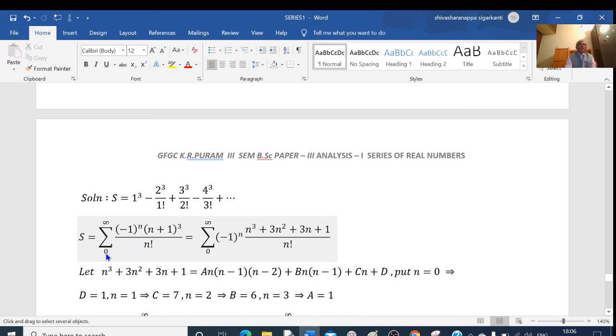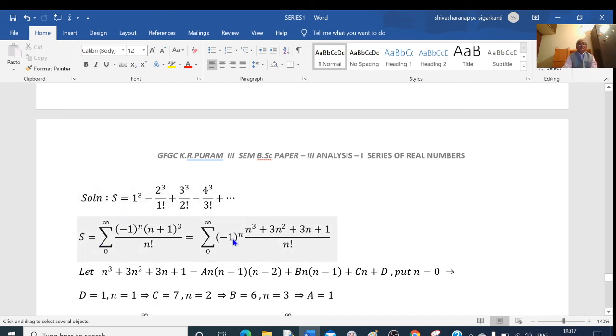I am taking n from 0 to infinity. If I put n equal to 0, the first term is positive: 1 cube is 1, divided by 0 factorial, 1 by 1 is 1. That is 1 cube. Next, if I put n equal to 1, I am getting this value is negative: 1 plus 1 is 2 cube divided by 1 factorial. Yes, I am getting the terms. So the given series can be written like this.